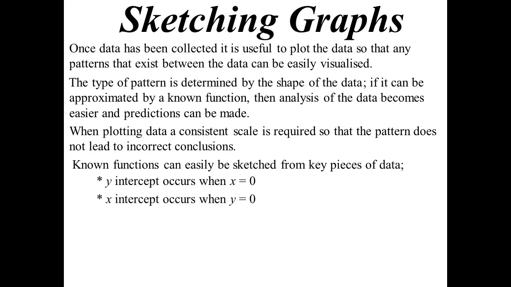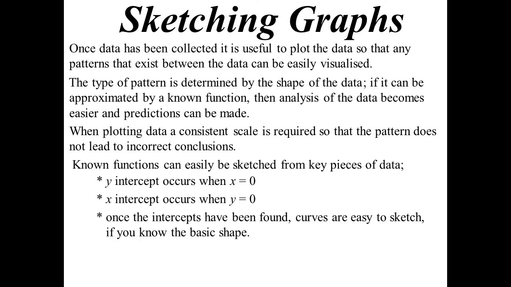So known functions can easily be sketched from key pieces of data. Y-intercepts, we know, happen when x is equal to 0. 0 is always an easy number to substitute in. X-intercepts, similarly, happen when y equals 0. Once you've got the intercepts, if you know the basic shape, then the curve's pretty easy to sketch. If you're unsure, just plot a few more points.